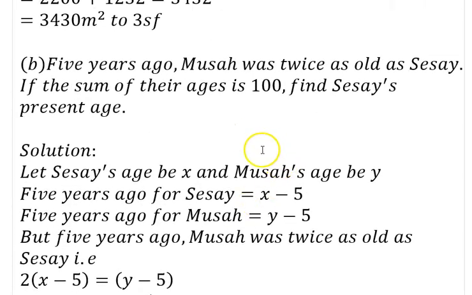Now the question says if the sum of their ages is 100, don't forget we say Sese is X, Musa is Y.